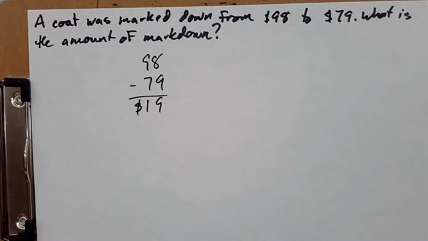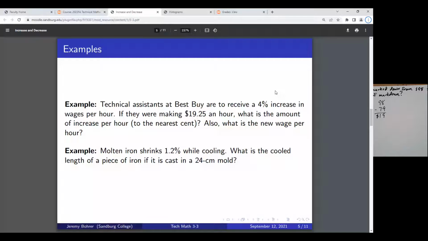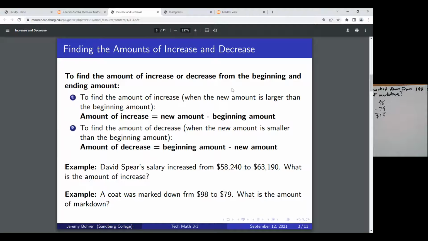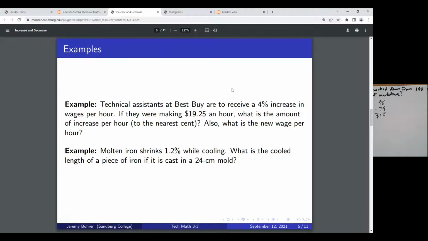Moving on. That was on the wrong page there. Yeah, that was the page that we wanted. Okay, here is the actual page that we wanted. So we've got two more examples here.